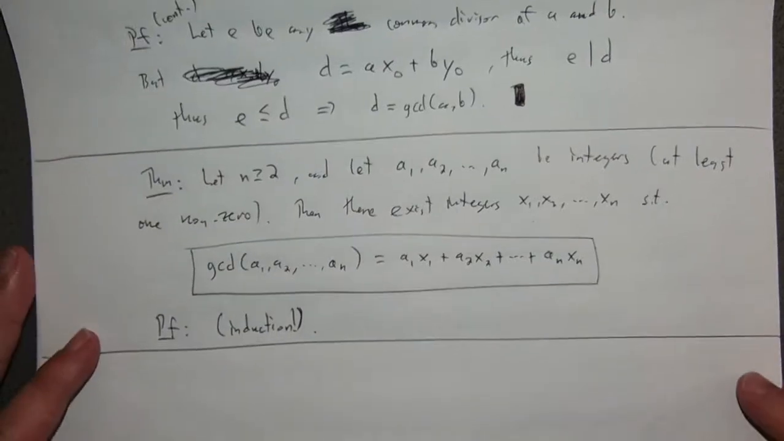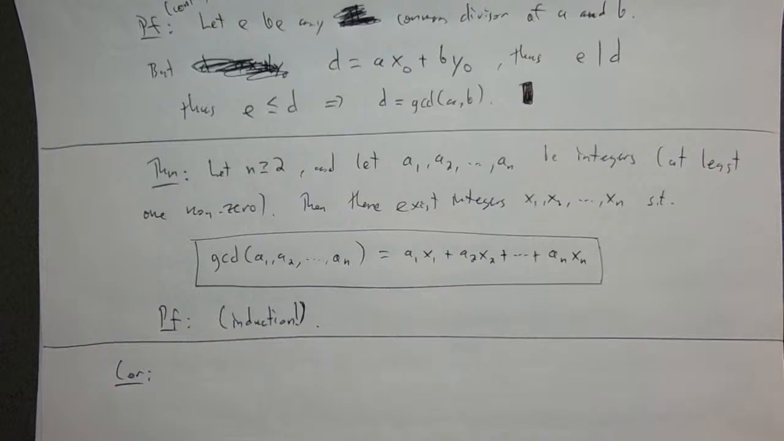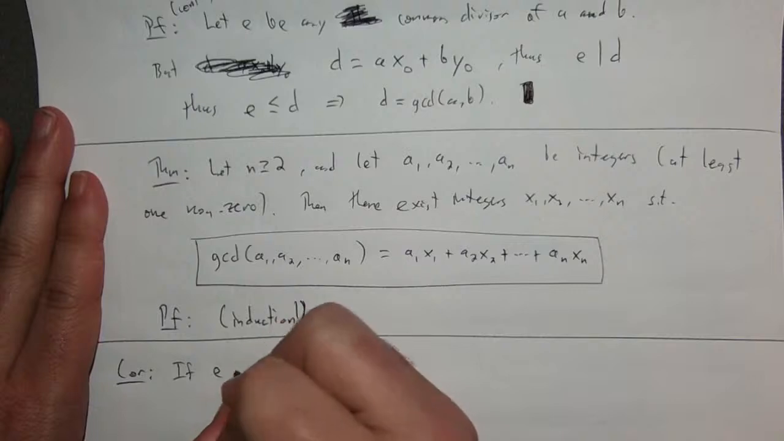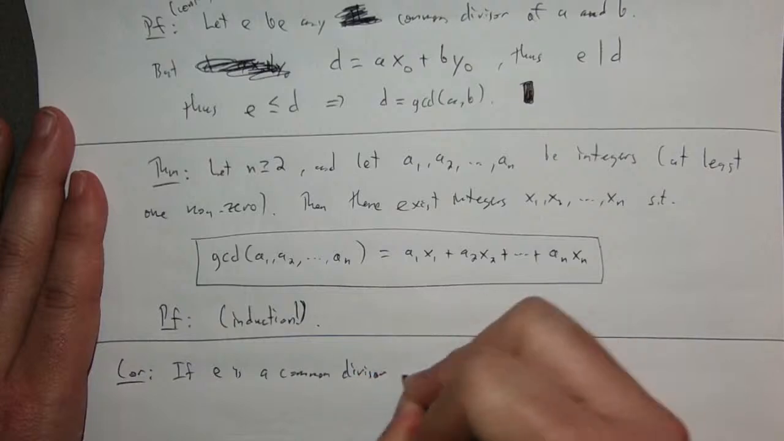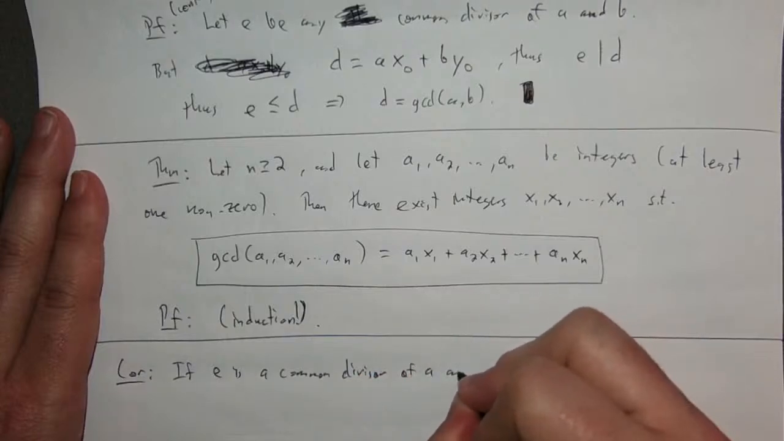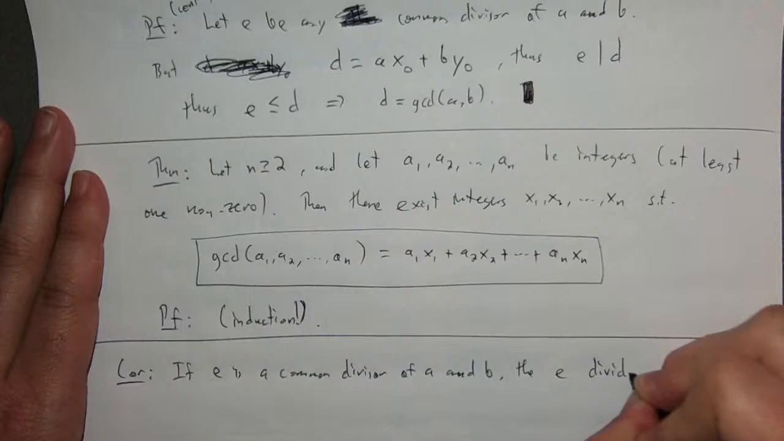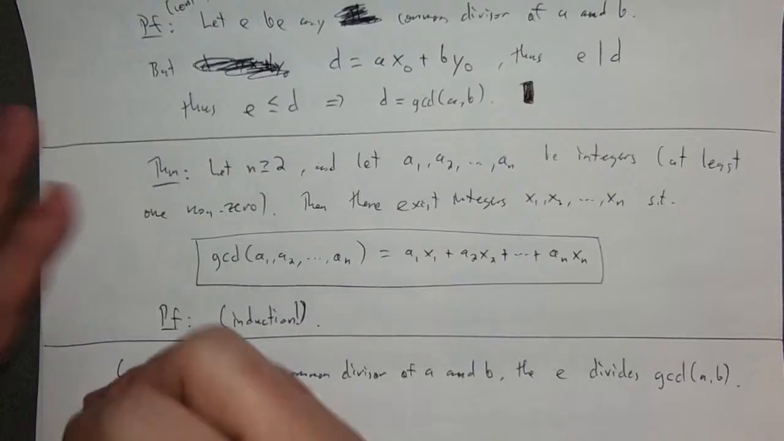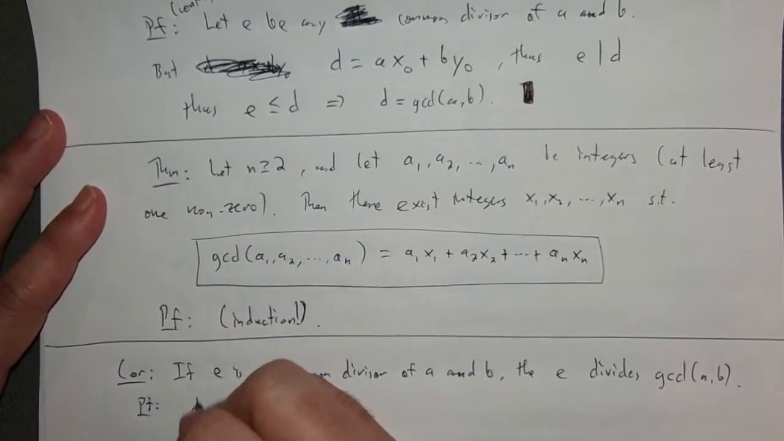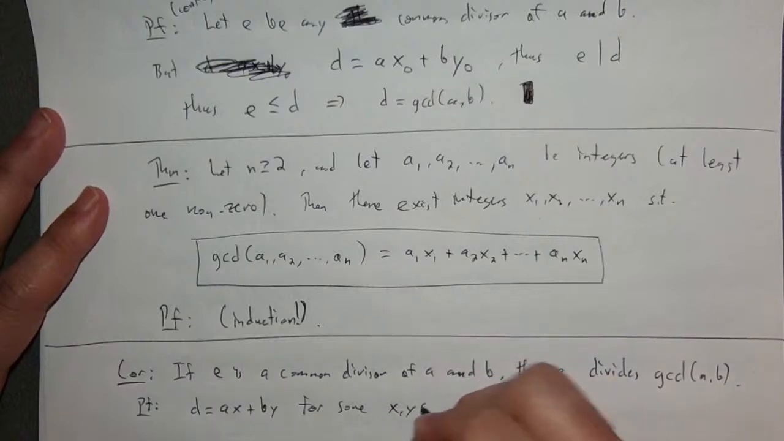So one immediate corollary of the previous theorem, that is the one for two numbers, is if E is a common divisor of A and B, then E divides the GCD of A and B. Quick proof. D is AX plus BY for some X and Y, which are integers.